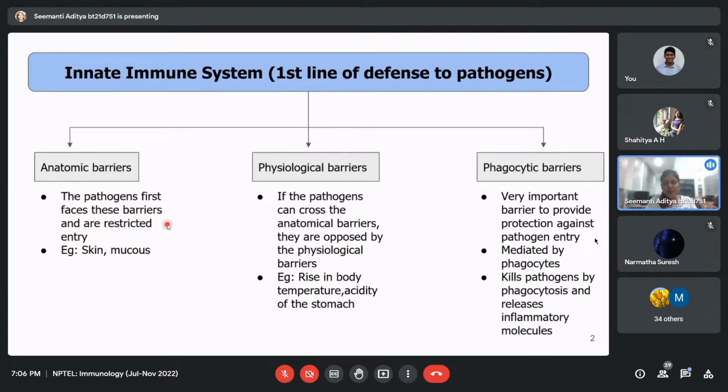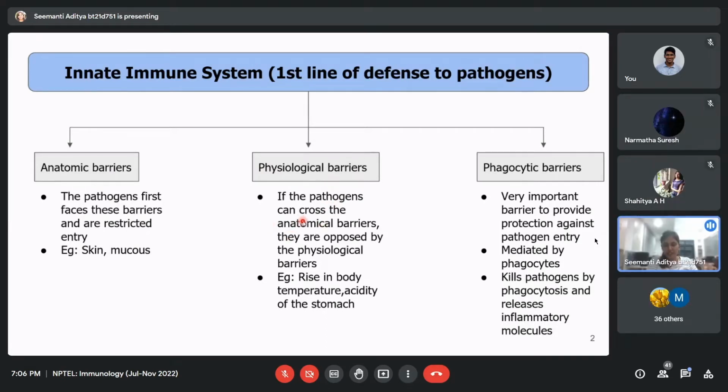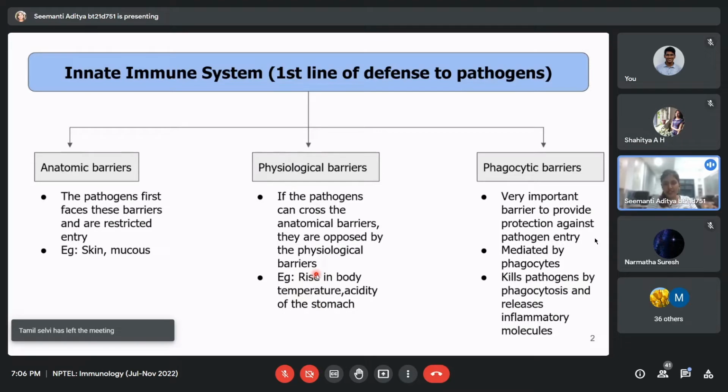If the pathogen somehow manages to cross the anatomic barriers, the second kind of barrier that will try to protect our body is the physiological barriers. Again, the pathogens will be opposed in their entry into the body through the physiological barriers. That involves a rise in body temperature, so we get fever, and there is acidity in the stomach. These conditions do not provide a proper environment for the pathogens to grow. Even if a pathogen enters the body, because of the rise in body temperature and the acidity in the stomach, it will not be able to survive. As soon as it enters, it will be killed. So this is another barrier that provides our body protection from pathogens.